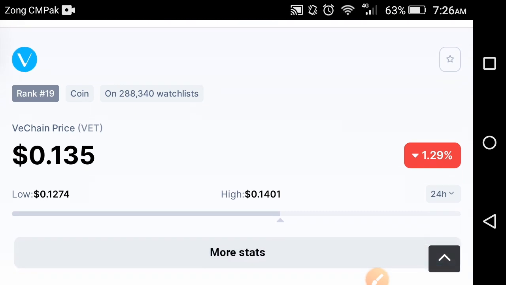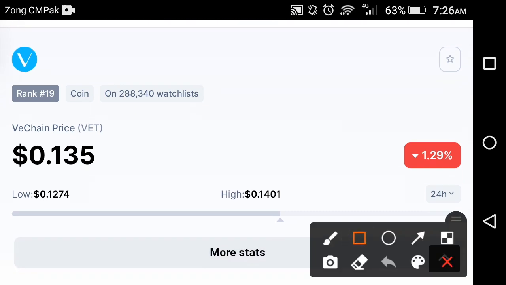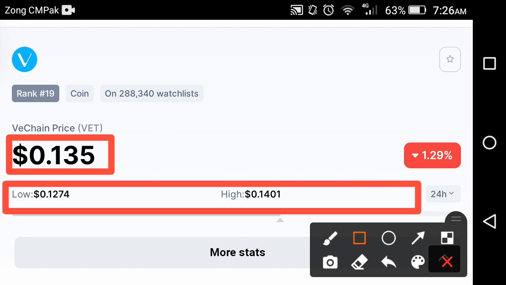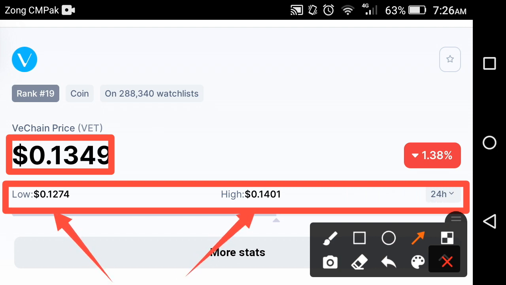As you can see here, the Vechain price in USD is $0.135, the current price of Vechain coin. And if we look at the low and high price of Vechain coin in the 24 hours, the low price is $0.1274 and the high price is $0.1401 in the last 24 hours.